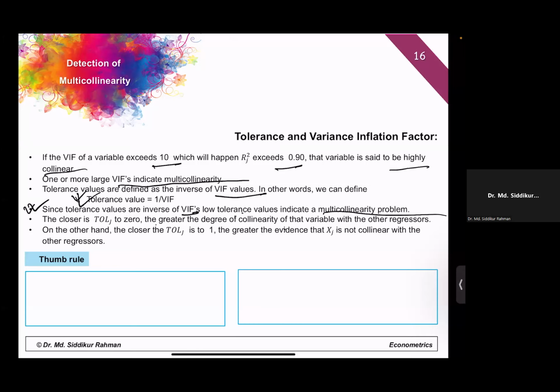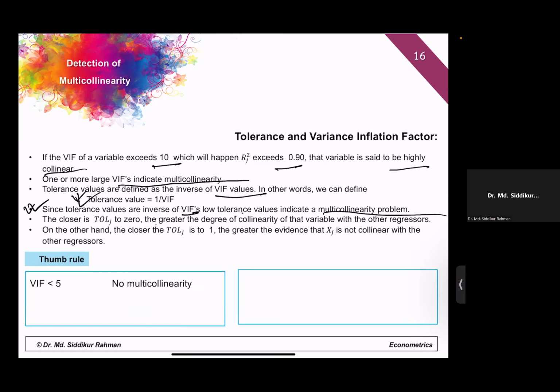But for the tolerance limit, normally the tolerance limit will be lower compared to the variance inflation factor, because for the calculation of tolerance limit, you can just take the inverse of the variance inflation factor. So what is the condition of tolerance limit? It ranges from 0 to 1. If it is close to 0, you might suspect higher multicollinearity problem. If it is close to 1, you might suspect there is no multicollinearity. So this is the interpretation of knowledge we just got from this slide.